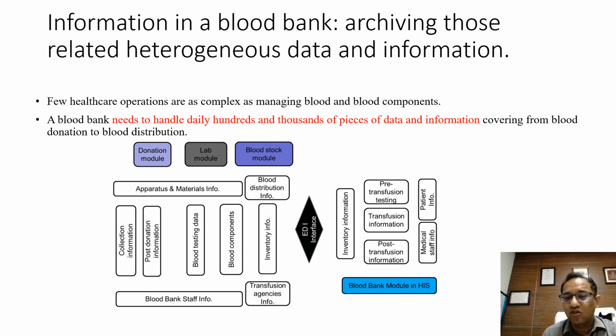All this needs to be interfaced with the hospital interface system, and this is known as electronic data interchange. So you need to supply all this information to external agencies. This will sometimes include inventory information, because many of the portals that have been designed for blood banks now, especially from the government side, require us to put our inventory in them. You need to have pre-transfusion testing, you need to have transfusion information, and you can have reactions, post-transfusion reactions, which are a part of hemovigilance. You can have the patient info and medical info; all this is in the blood bank module in the HIS.